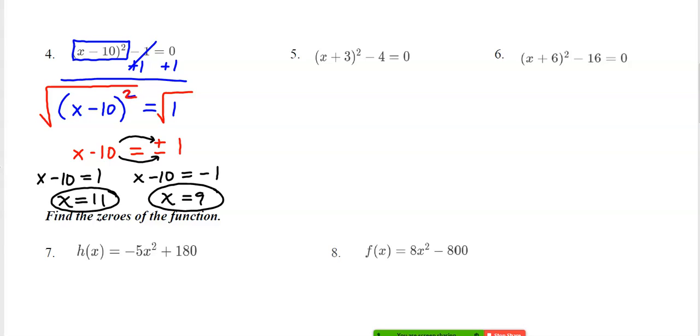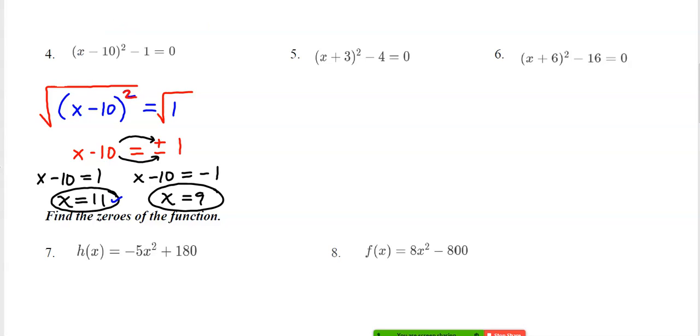And if you were to try this, if you're like, well, I'm not sure if I did it right, all you've got to do is go back up and plug it in and see if it works. So let's try this 11. If I stick 11 in there, 11 minus 10 is 1. 1 squared, take away 1. Well, that's 0. That checked out. So I know 11 works.